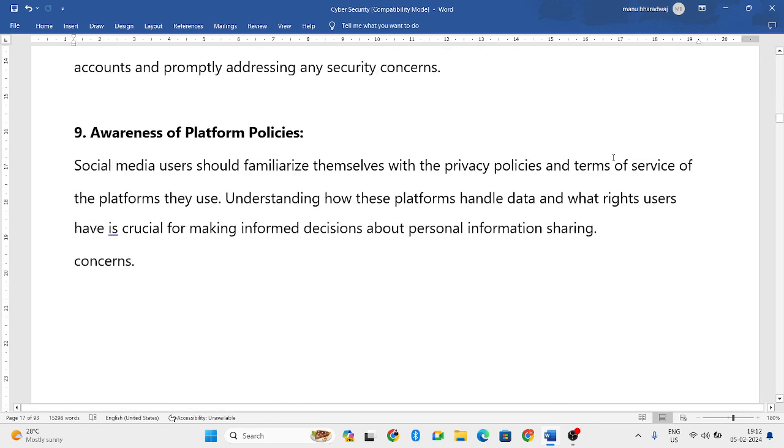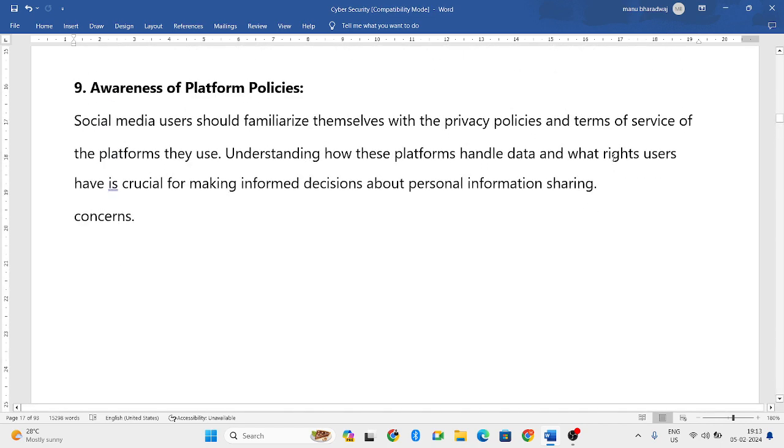Next is awareness of platform policies. When you log in or sign up to any social media platform, they will show the terms and conditions and policies. Those policies keep on changing as the days pass. But you should carefully know what are the new policies they have brought, and what new terms and conditions they have included. You should be well versed in all those things. Only then can you have safe social media usage.